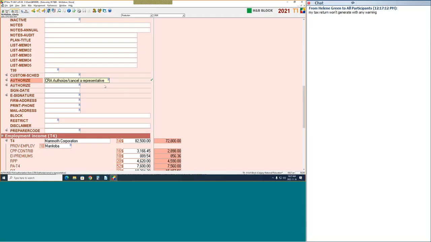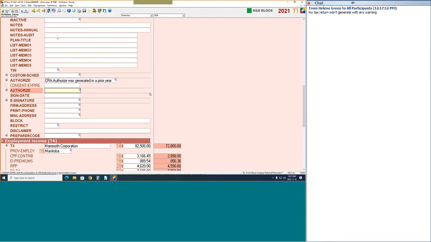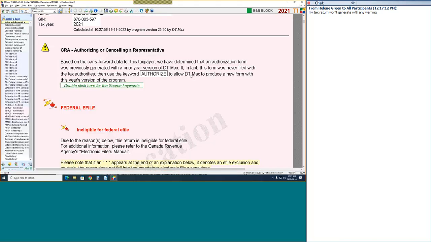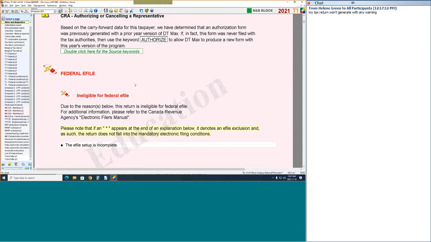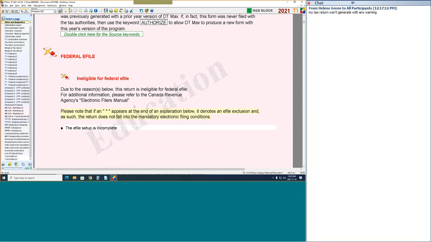Okay. I'm going to put this one back to what it should be, which is we already have one for them. So you may see a CRA authorizing or canceling representative warning. And then for this course, you will see ineligible for federal e-file. If it says e-file setup is incomplete, then you're fine. If it says anything else, then it means it will not file. So anything other than e-file setup is incomplete, you are going to lose marks for. Because in a real office setting, that return would not be able to be filed. And we need the return to be able to be filed.